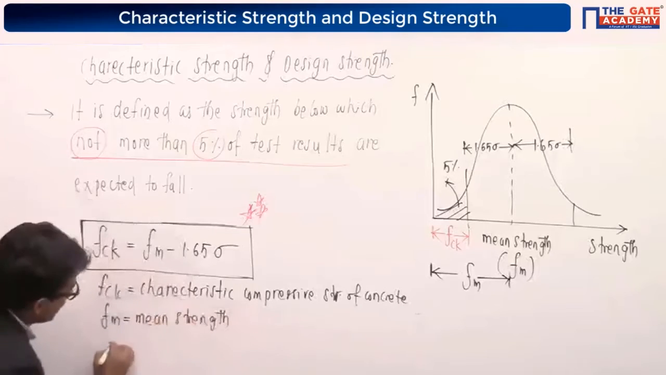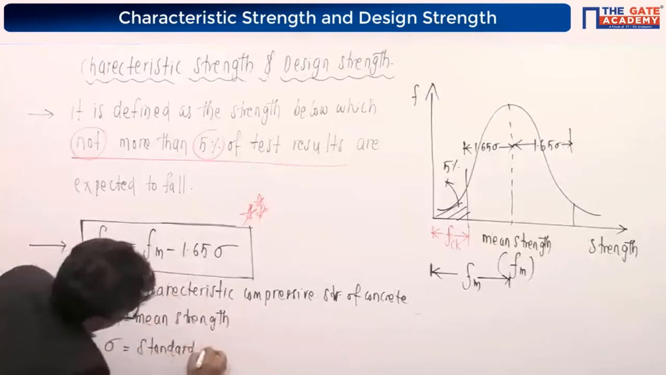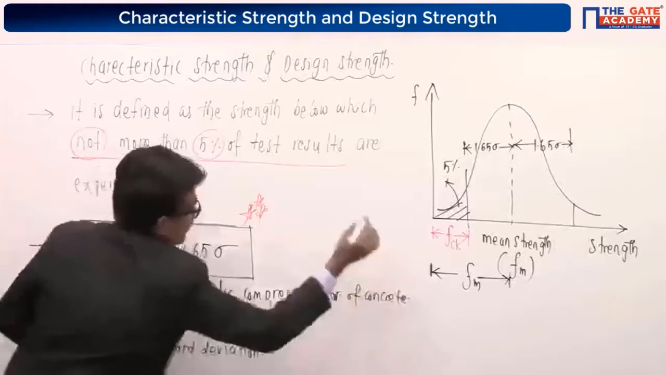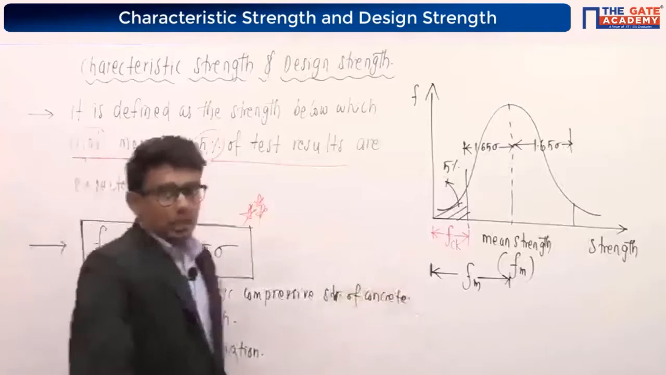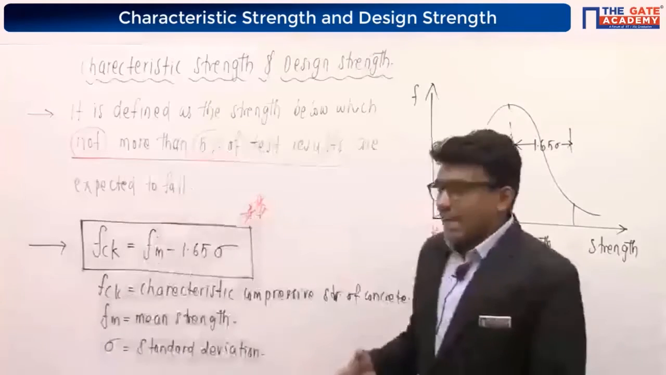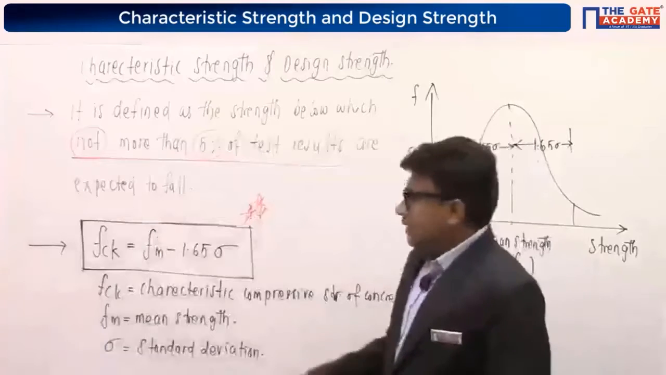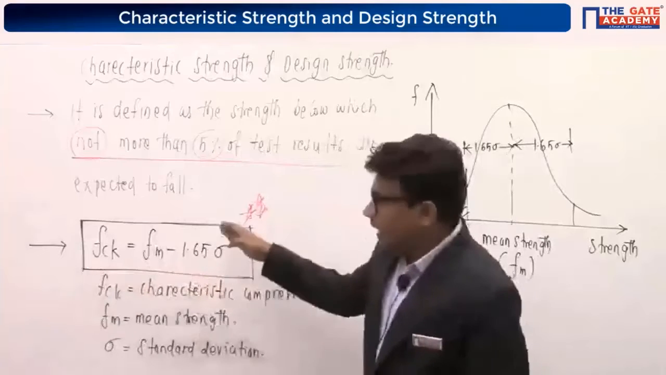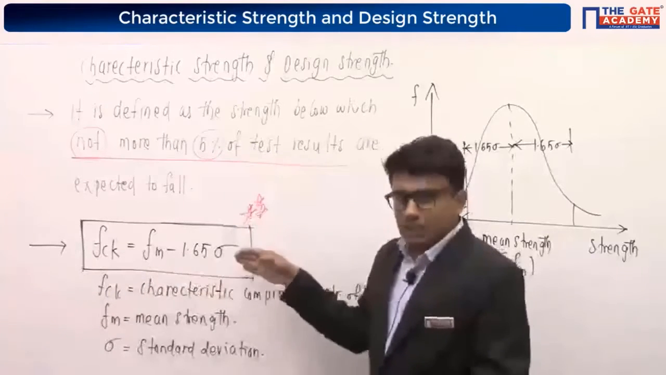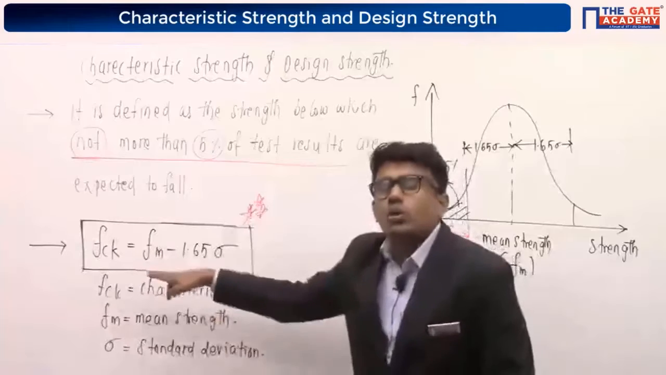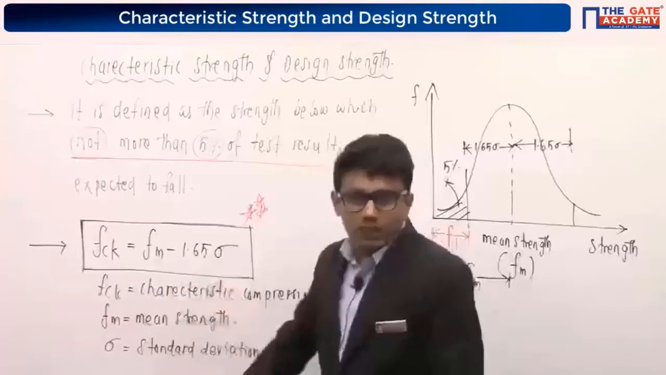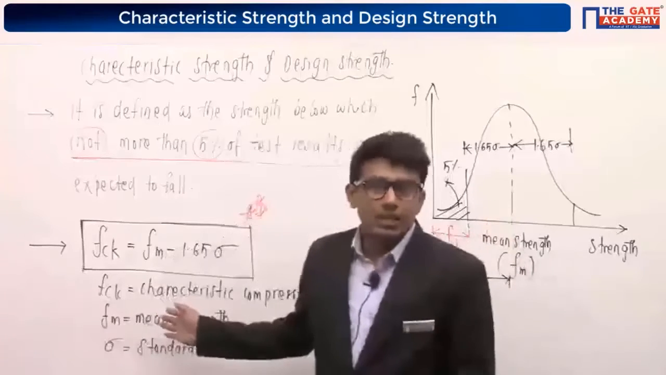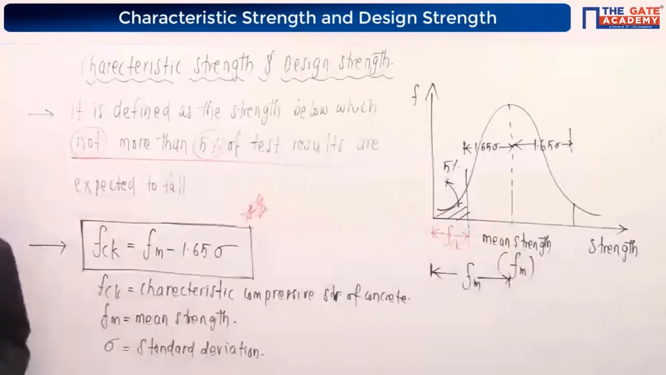We will discuss about this. Sigma is the standard deviation. Remember this equation, it's a very important equation. We discussed the characteristic load equation in the previous lecture, where it was fck equal to fm plus 1.65 sigma. Here we are dealing with the strength of the concrete or structure, so fck is equal to fm minus 1.65 sigma. And we know the reason. If you remember this graph, the equation becomes easy. So please note down both the things.